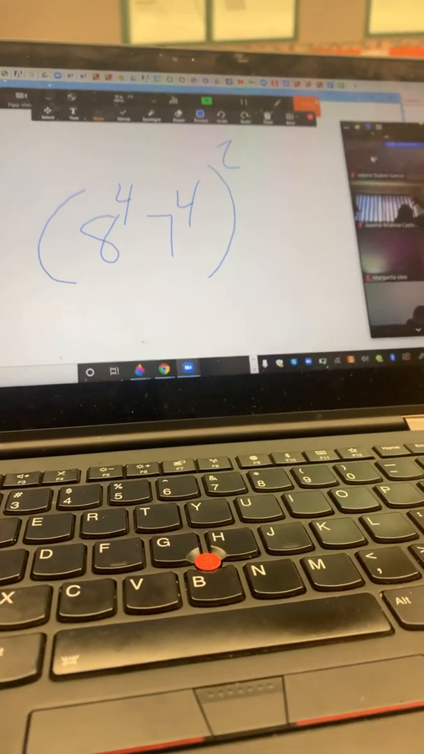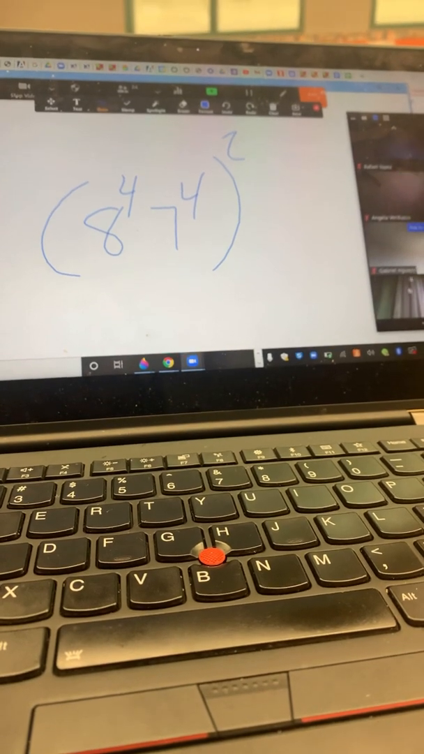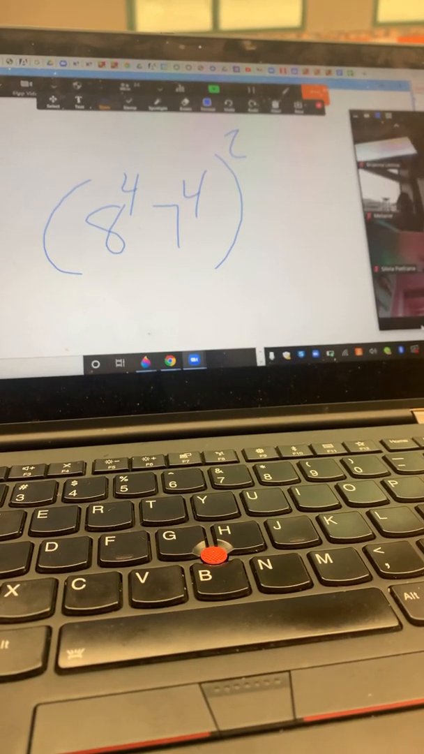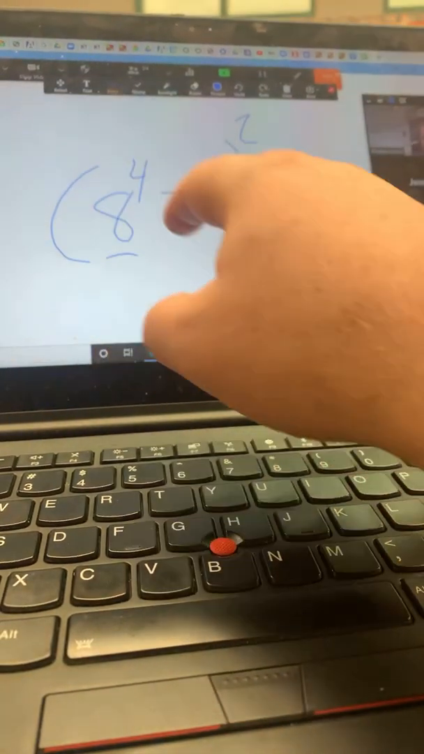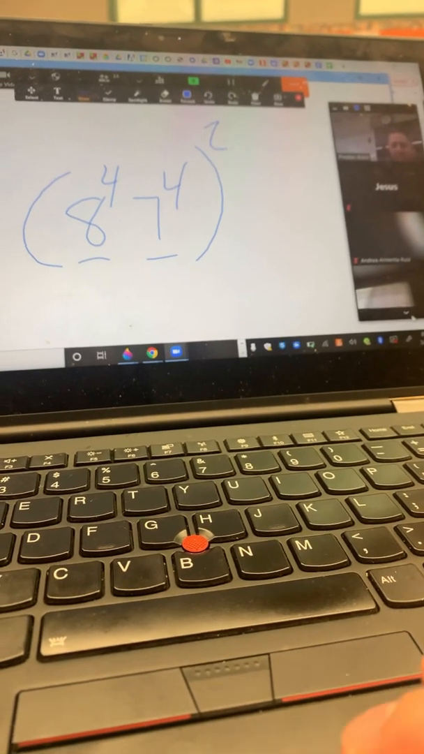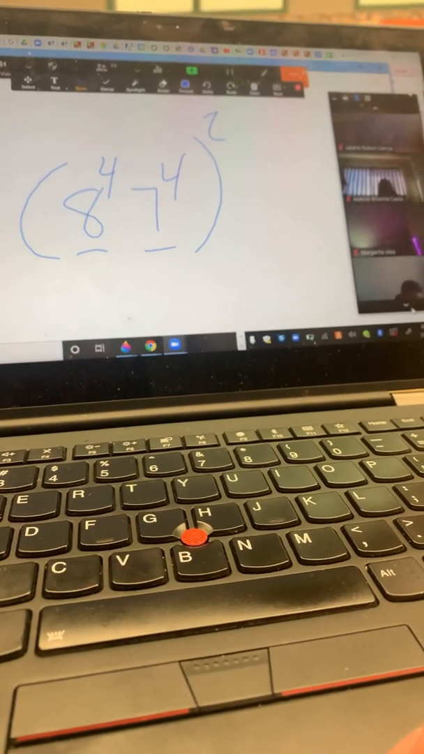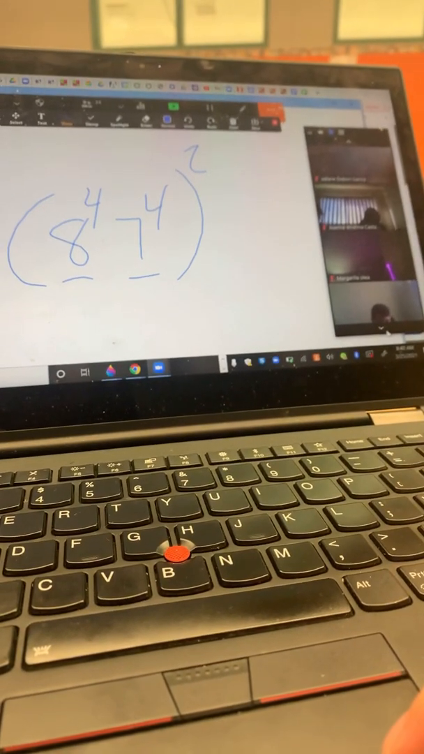Shake your head. Yes or no? Wake those brains up. No, they are not. Right? We have one base that's 8 and one base that's 7. So whenever the bases are different, okay?